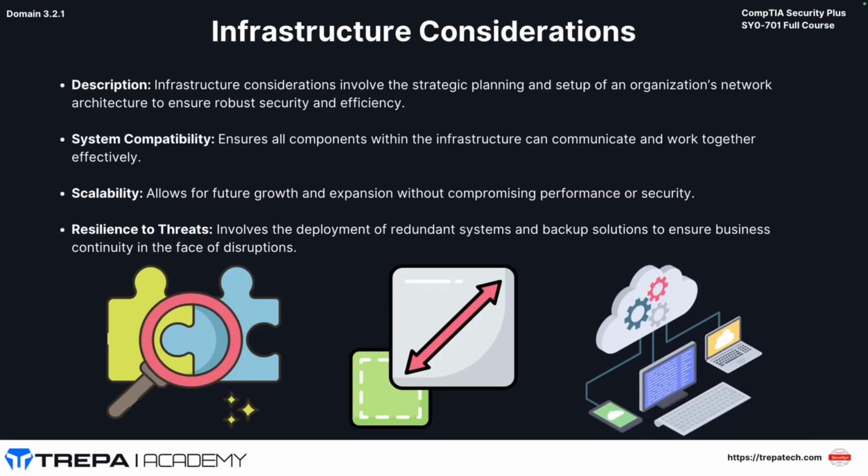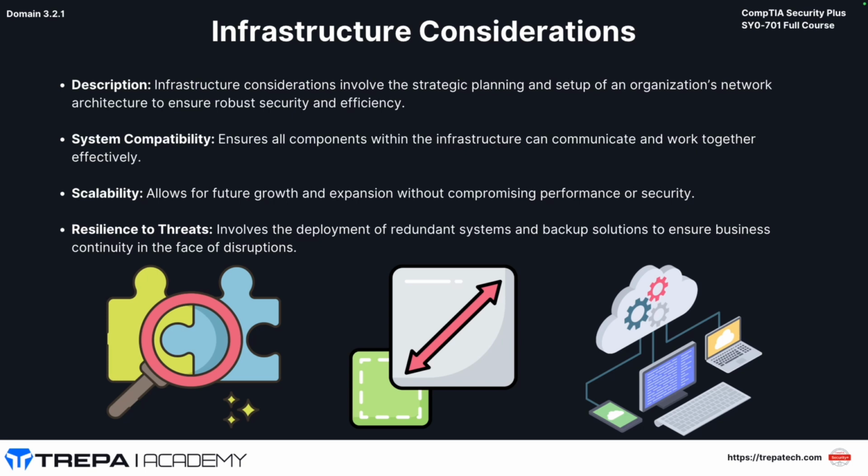Okay, so infrastructure considerations. This involves the strategic planning and setup of an organization's network architecture to ensure robust security and efficiency. So in the context of cybersecurity, our infrastructure considerations are in our architecture, our entire domain, our entire enterprise. How do we ensure that our systems are secure? How are we following that CIA triad? How are we building that defense in depth approach while also keeping systems highly available and ready for use?